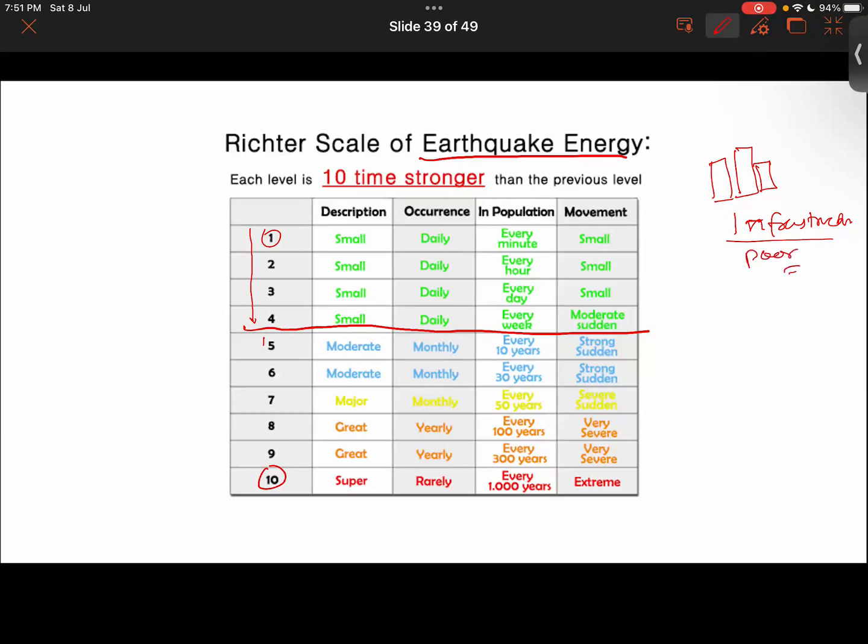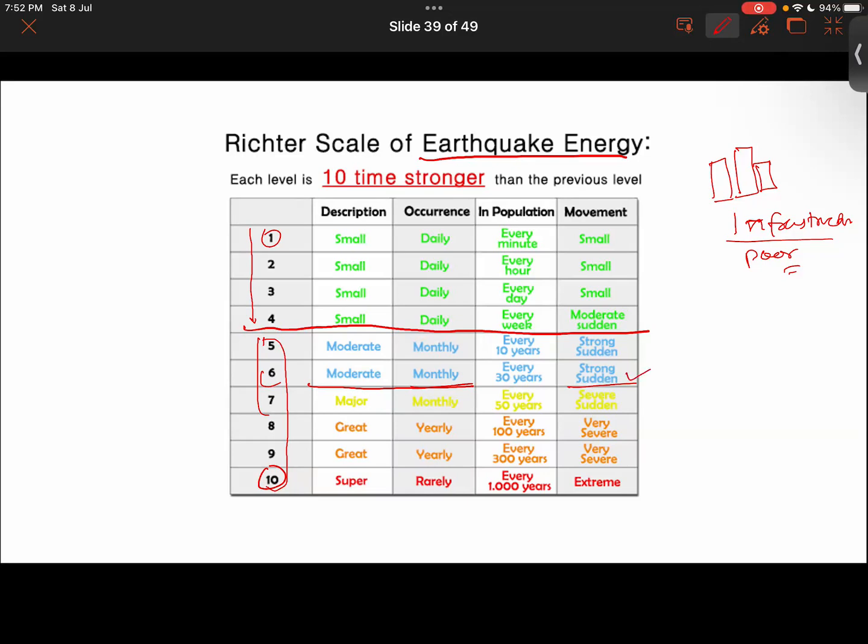The government does not pay much attention to improving infrastructure, right? So weak buildings might collapse even if the magnitude of the earthquake is 4 or 5, right guys? Yes, sir. Okay, and the earthquake which has a magnitude between 5 and 6 is moderate in nature. Its occurrence is monthly, and you can see the movement is strong and sudden.